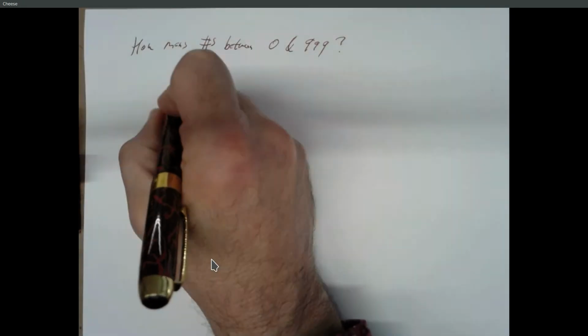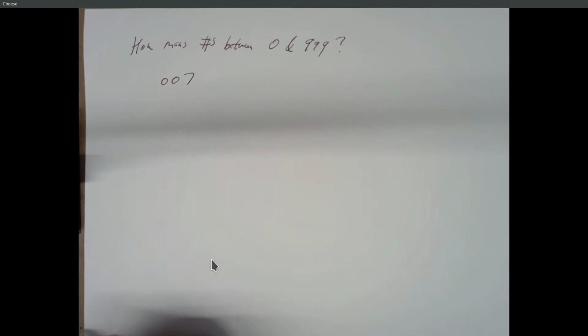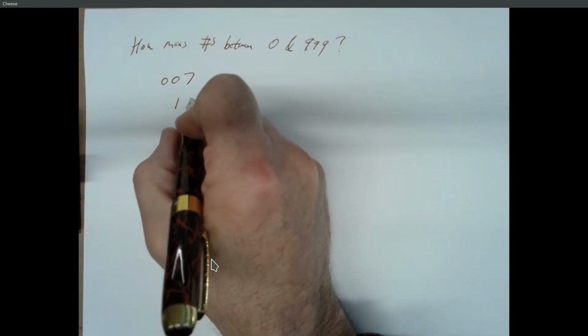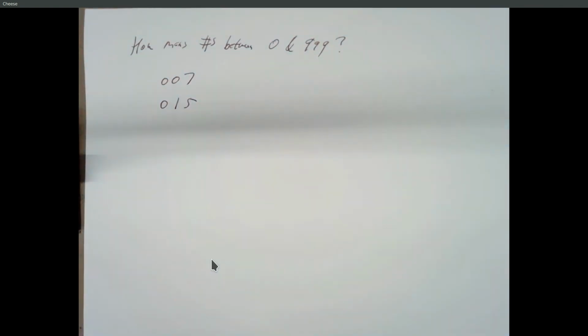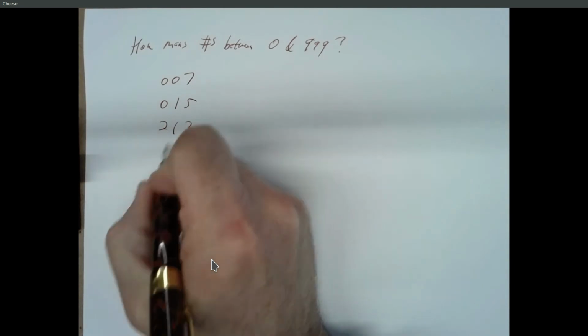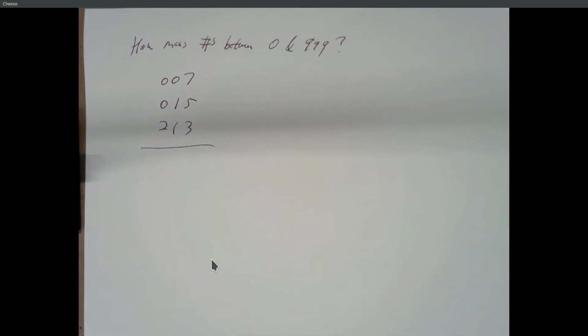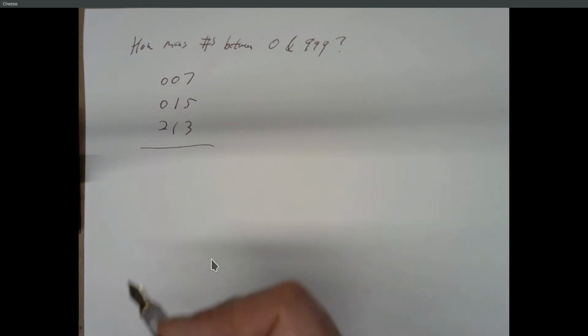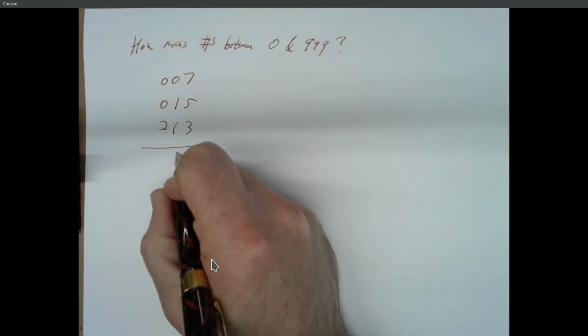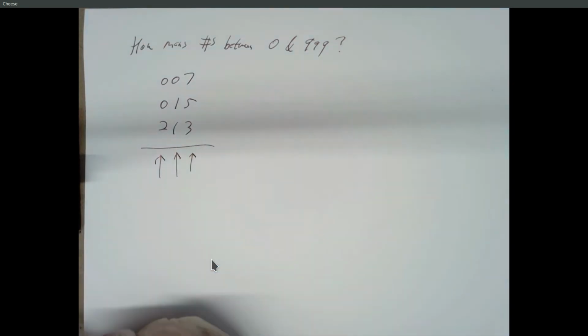So if we think of the number 7 as being like 007, and we think of the number 15 as being 015, we can just say how many 3-digit numbers are there if we include leading zeros as being legal. So how many ways can we create a 3-digit number? Well, there's 3 subtasks. Pick the first digit, pick the second digit, pick the third digit.